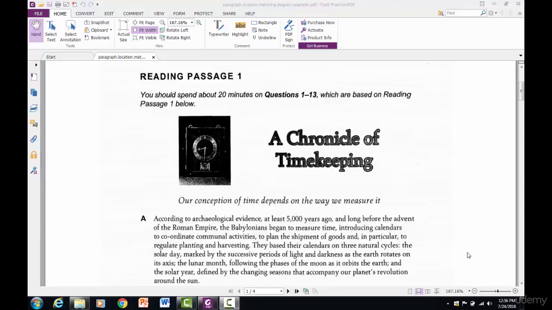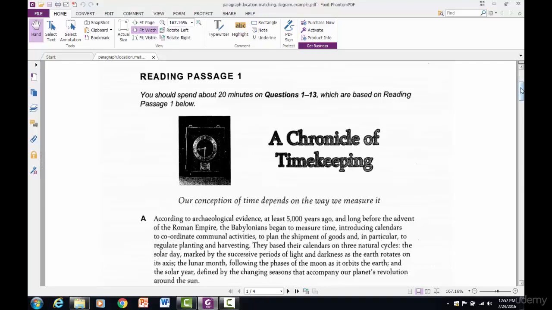If you want to, you can actually stop the lecture right now and go to Cambridge book 8, reading passage 1, and try to do the questions before I go through it, and then you can check your answers that way. I think that's a great way to use this book and to be able to work with us. All right, so let's look at a diagram question.